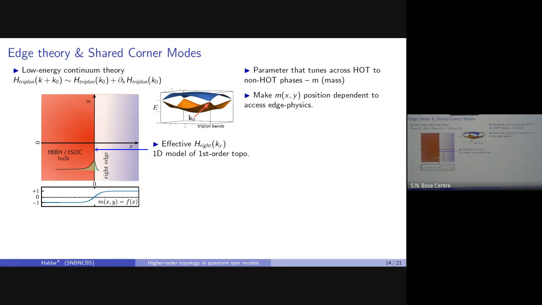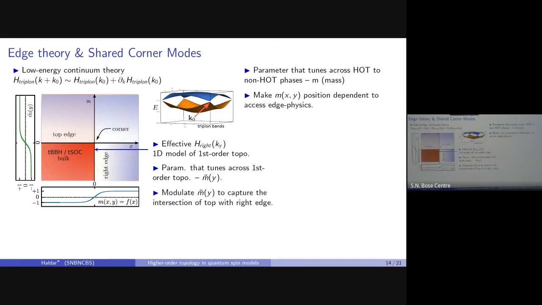So using this prescription, you are able to find a Hamiltonian which shows first order topology for the edge theory of the right edge. Now you can do one more thing. You can identify again a mass-like parameter, which I call M tilde, in this new Hamiltonian, and modulate that along the y direction, which gives you a top edge. You will find the intersection of the top and right edges, which is a corner, and in that corner there is a state living there, which I call psi corner, right going to top. First I found the effective theory on the right edge, and then I introduced the corner by modulating the M tilde y term. So first go to right, and then go to the top corner. That's how I've written it.